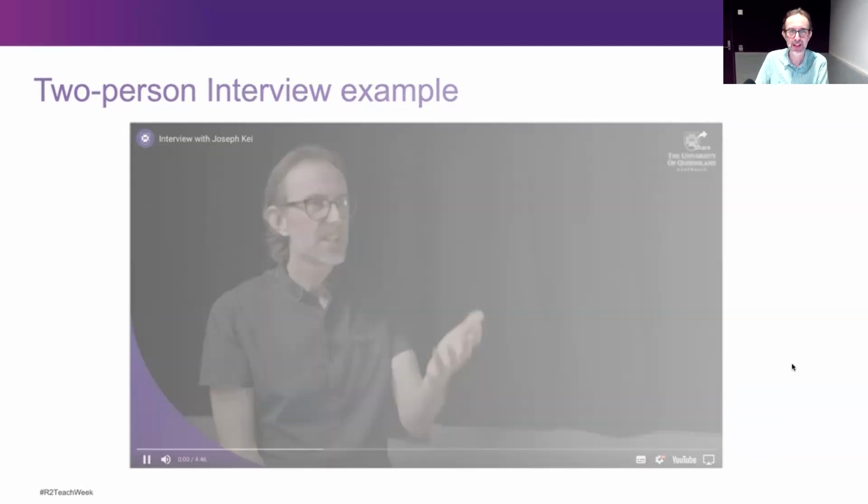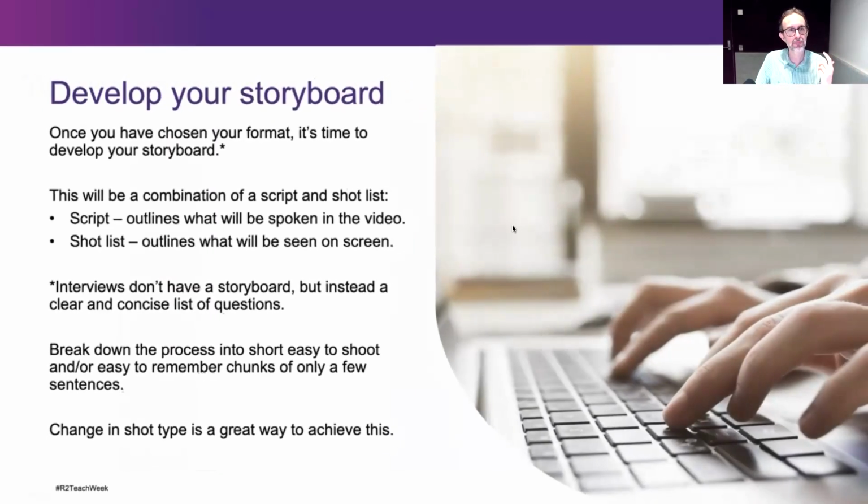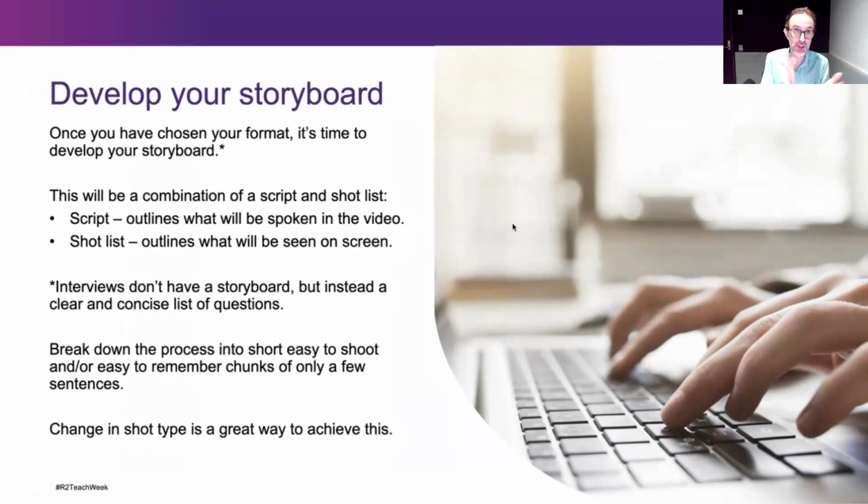All right, so once you've actually worked out what you're going to do, it's time to develop a storyboard. When people talk about storyboards, they're kind of talking about different things. When we talk about a storyboard here, and this is something you can take along with you as well, we're talking about a script and a shot list, a combination of what a person says and what you want actually filmed. It's very important that this is organized ahead of time.